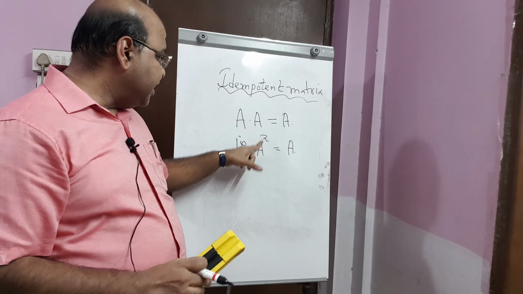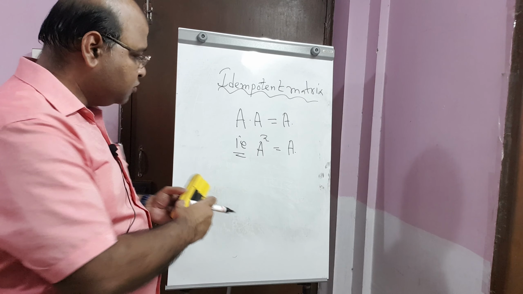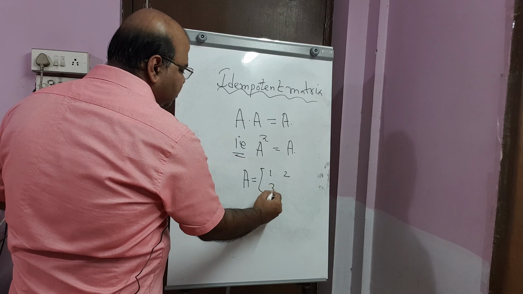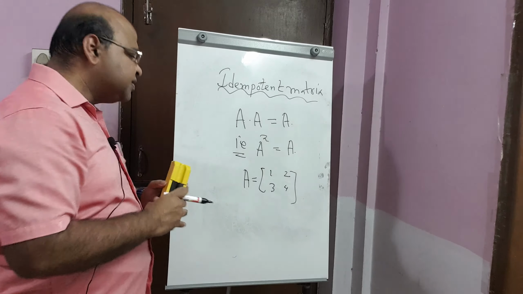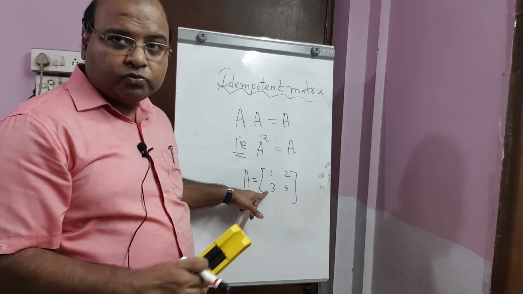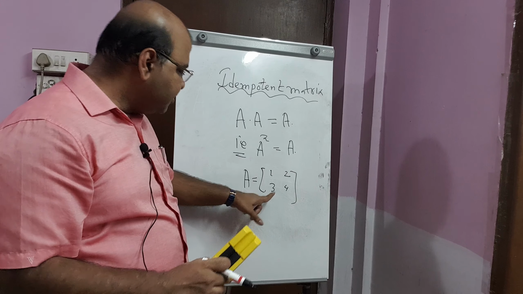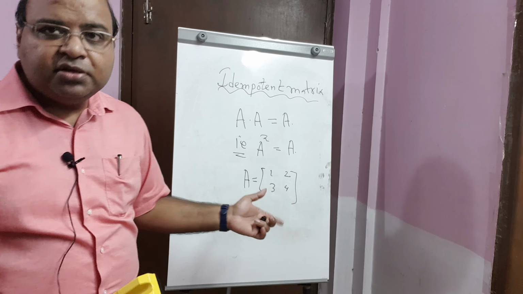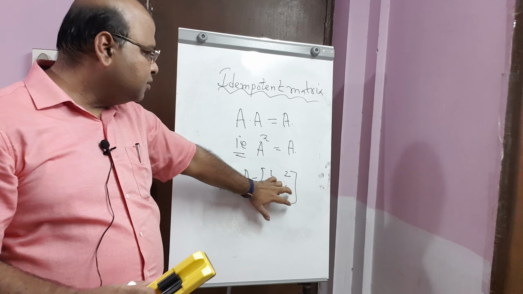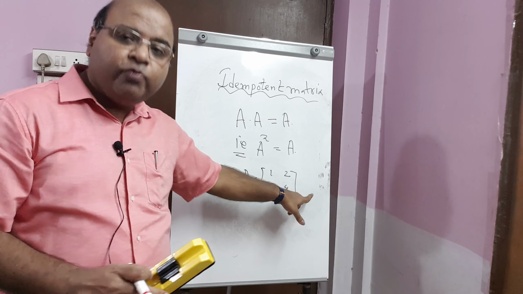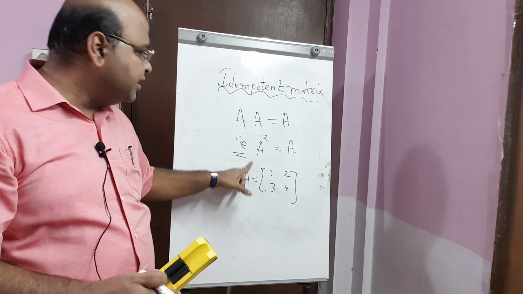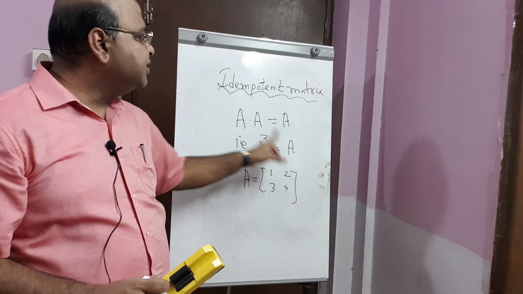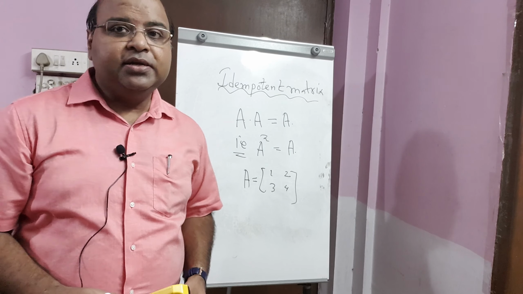Now by A square I don't mean the square of the elements of A, that is not so. Say for example, if A is the matrix 1, 2, 3, 4, A square is not simply squaring these elements. This is to multiply the matrix A with the matrix A itself. We shall discuss the rule of matrix multiplication in my later videos. For the time being, you consider that A square means A into A, not squaring the elements. Now if the result gives us the matrix A itself, then such matrices are said to be idempotent in nature.